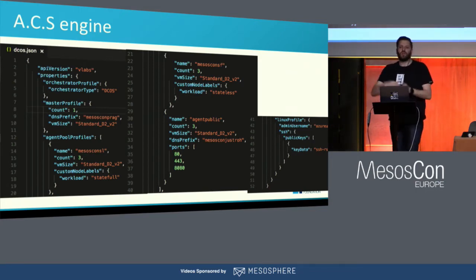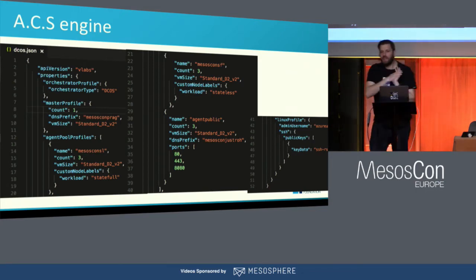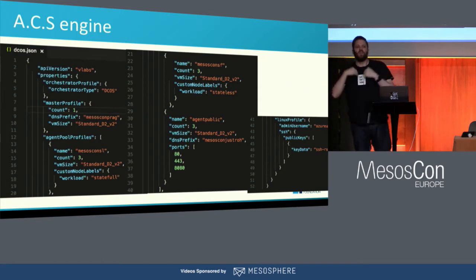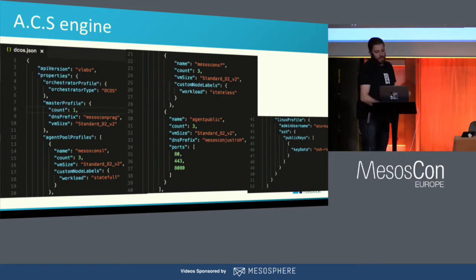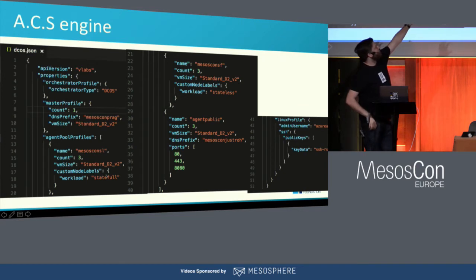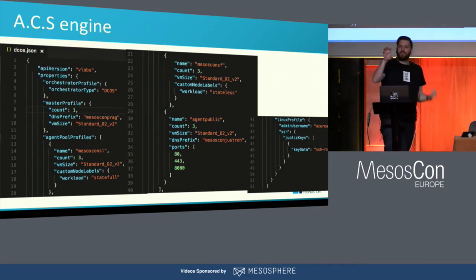It's going to generate and talk to the API behind the scenes and then deploy everything: all the VMs, the networking, the storage, and so on. This is what I'm actually going to use for my demo. And the thing I want to insist on is the fact that I'm using a custom label, sorry, for Mesos. So I'm deploying three different agent pools, so basically three stacks of nodes, if I can say that.